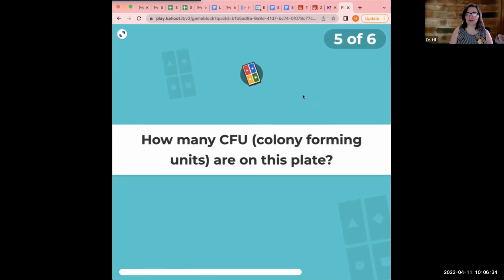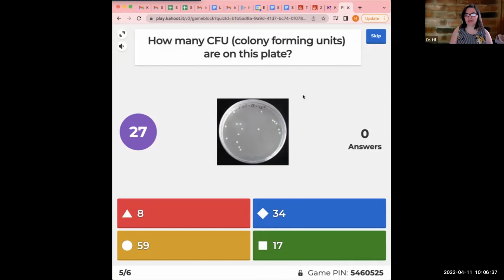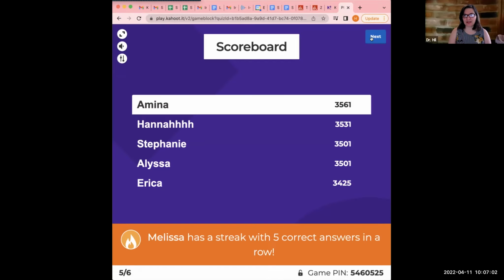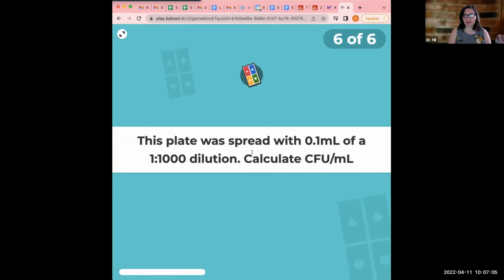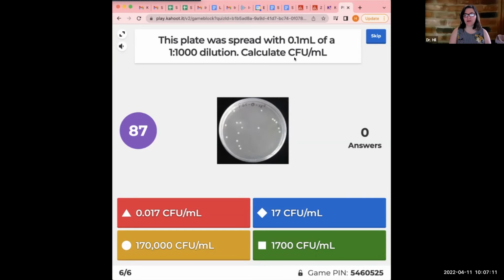How many CFU do you see on this plate? All right, 17 is the best answer. And if this plate was spread with 0.1 or 1/10 of a milliliter using a 1 in 1,000 dilution, what's the CFUs per mil of the original water sample?